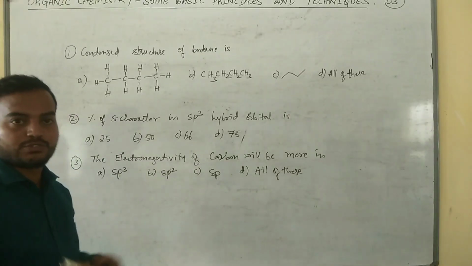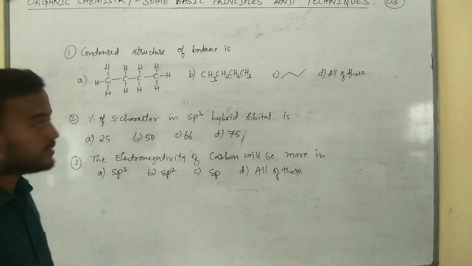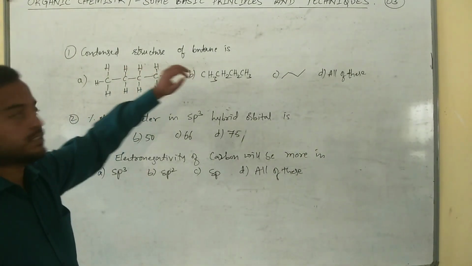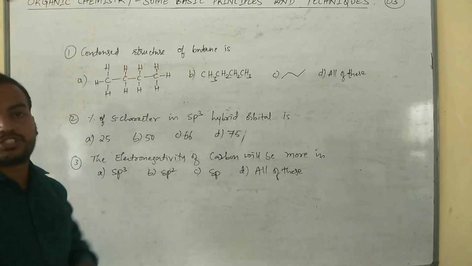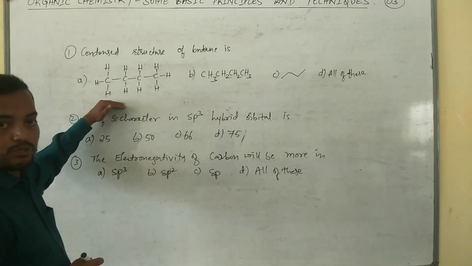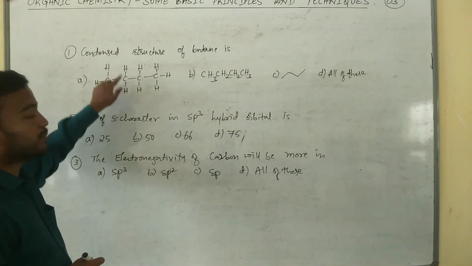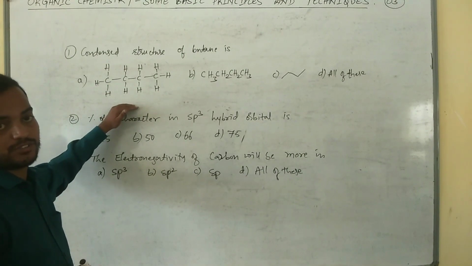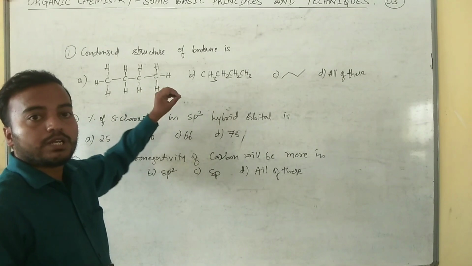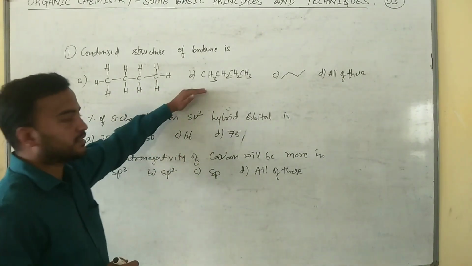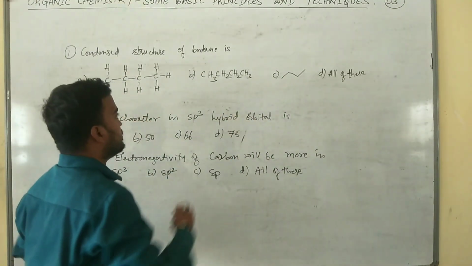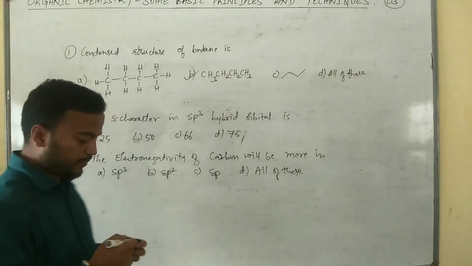Dear students, let's solve some multiple choice questions. First one, the condensed structure of butane is. So he is asking for the condensed structure. The first one is the butane formula with all the bonds represented. So it is not a condensed structure. But in this case, he omitted covalent bonds. Hence, this is the condensed structure. But this is the bond line formula. So option B is correct.